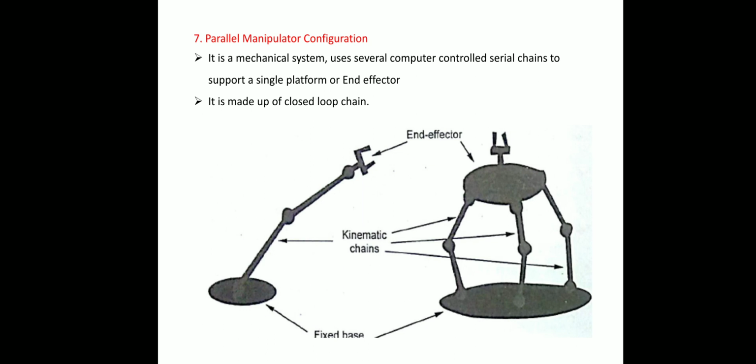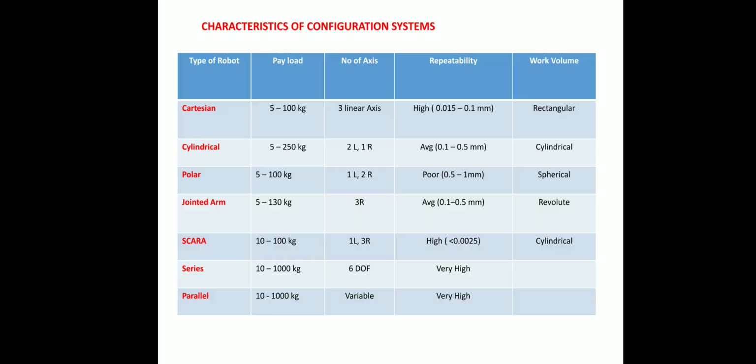This is also a parallel manipulator configuration. One end effector is connected with multiple links of joints. This configuration is called a parallel manipulator because the links are parallel to each other. That's why this chart shows the configuration system with payload, number of axes, repeatability, and work volume.